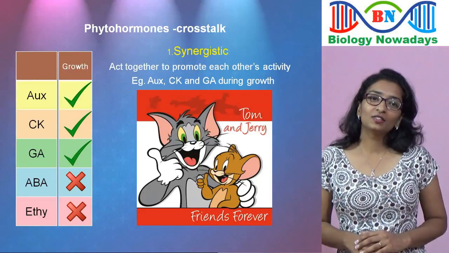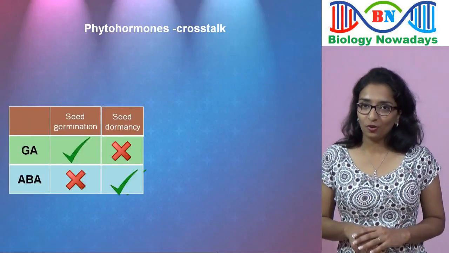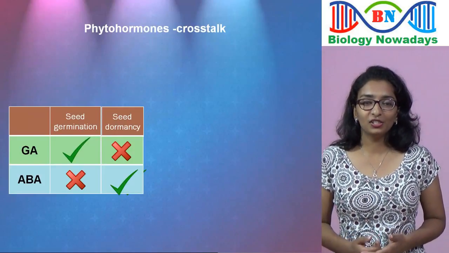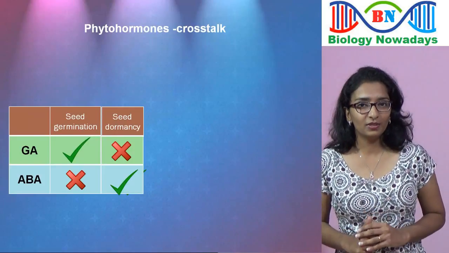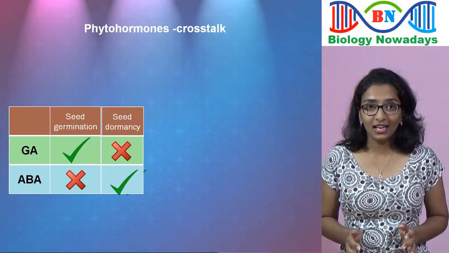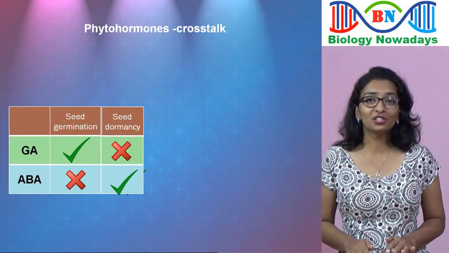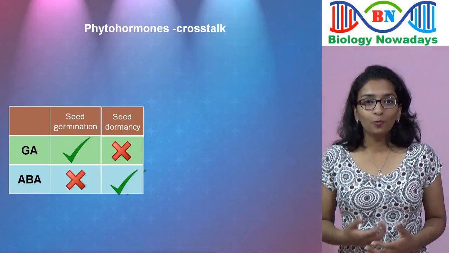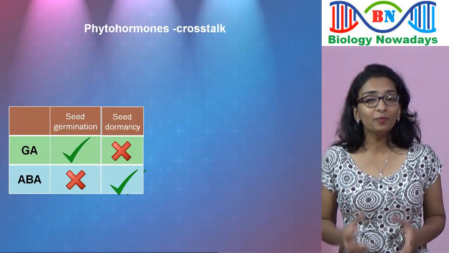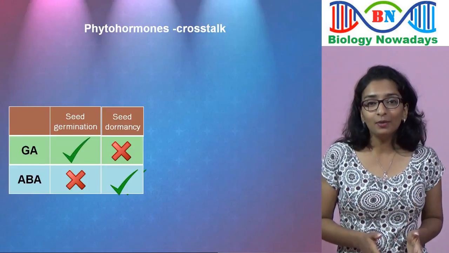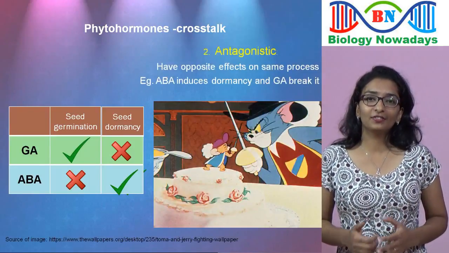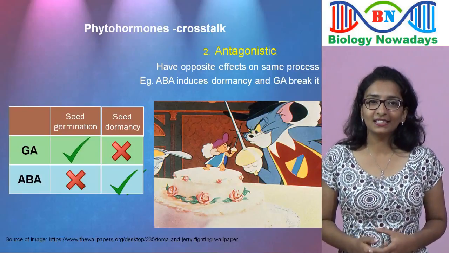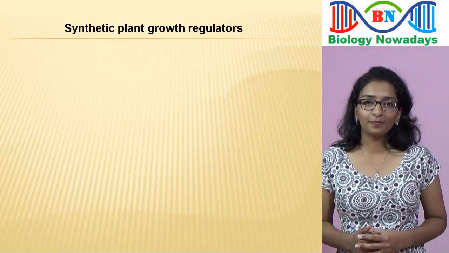Now let's take the case of seed germination and seed dormancy. Here gibberellins promote seed germination and inhibit seed dormancy, while abscisic acid inhibits seed germination and promotes seed dormancy. So such an interaction where 2 phytohormones have opposite effects on same process is called antagonistic interaction. Finally, let's have a short look on the synthetic plant growth regulators.